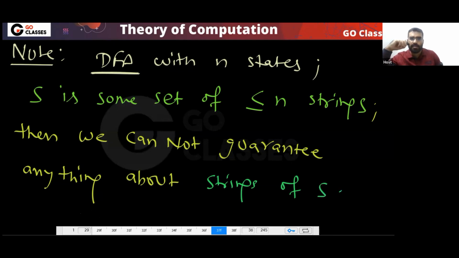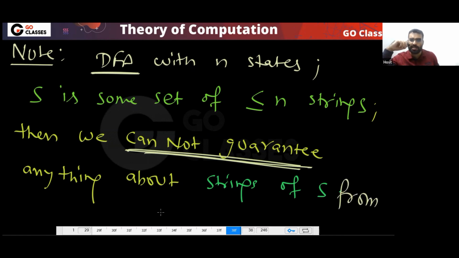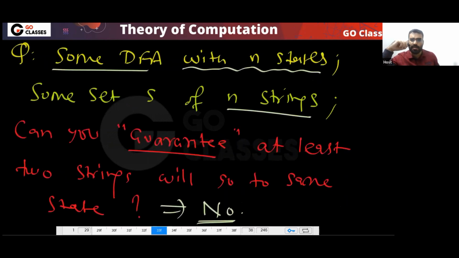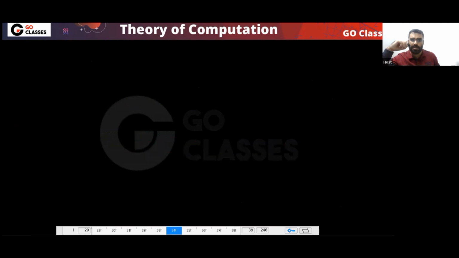Correct? Is this clear to everyone? Okay, we cannot guarantee anything. There is nothing we can say. And I can also say from any state, whatever state, not necessarily initial state, from any state we cannot guarantee. Is this clear? They may end in same state or they may not end in same state.